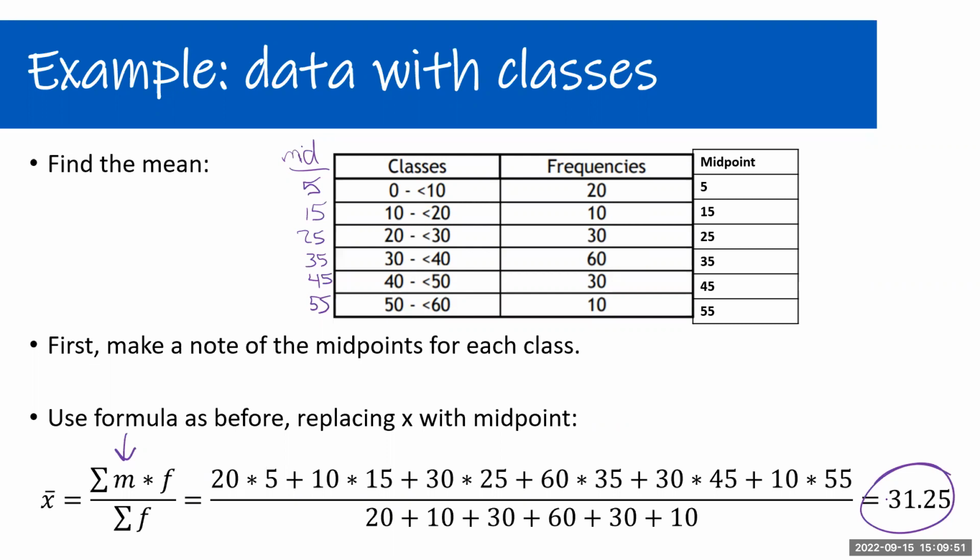So if you're talking about grouped data, and again, I'm going to show you how to do these in your calculator in a minute, you won't be able to do it with classes. You're always going to have to find the midpoint if you have classes like this. And then everything else goes the same as the grouped data that we just saw.